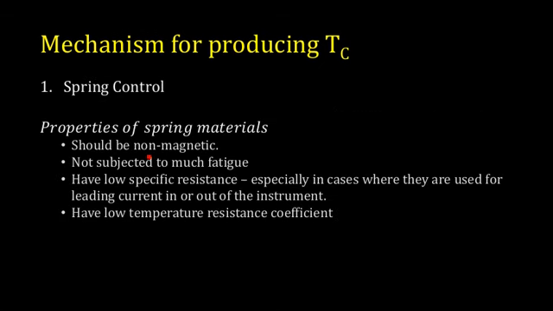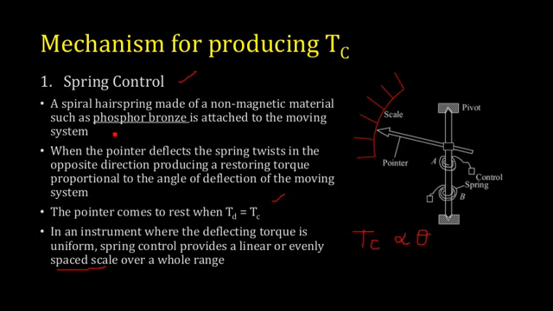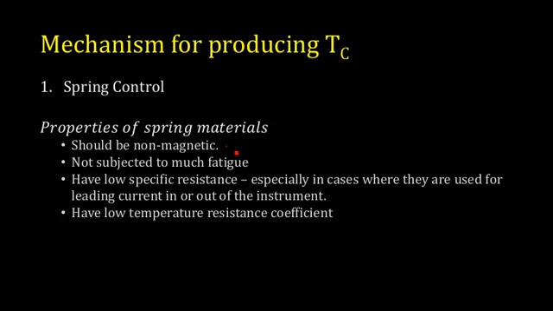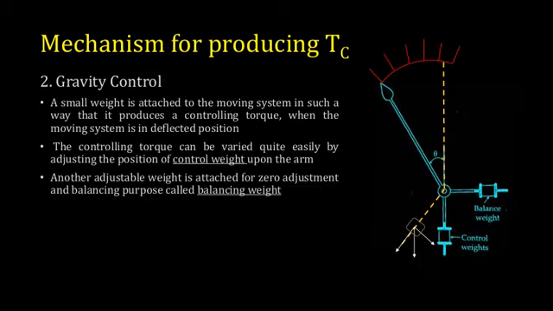The spring that we use is made of phosphor bronze, and the material is generally non-magnetic, it should not be subjected to fatigue, and it should have low resistivity. In certain cases, like permanent magnet moving coil, the spring carries the current, so the resistivity of the spring has to be minimum, and the temperature coefficient of resistance also has to be minimum, because the resistance of the spring should not vary with variation in temperature, since it is carrying the current.